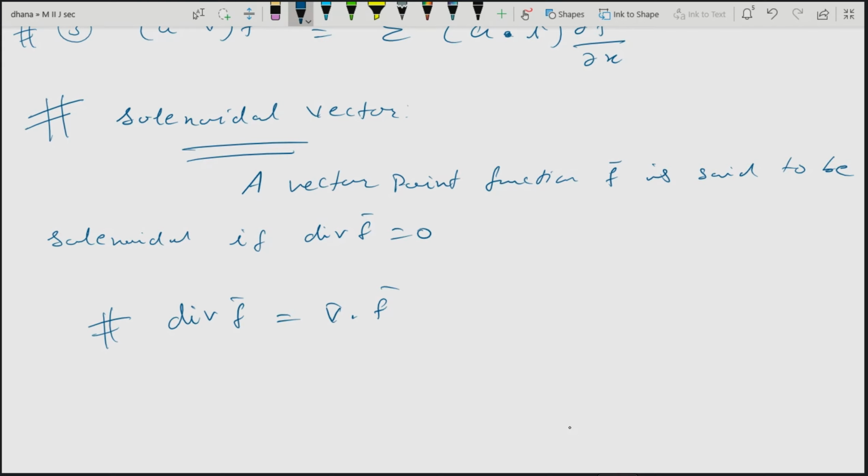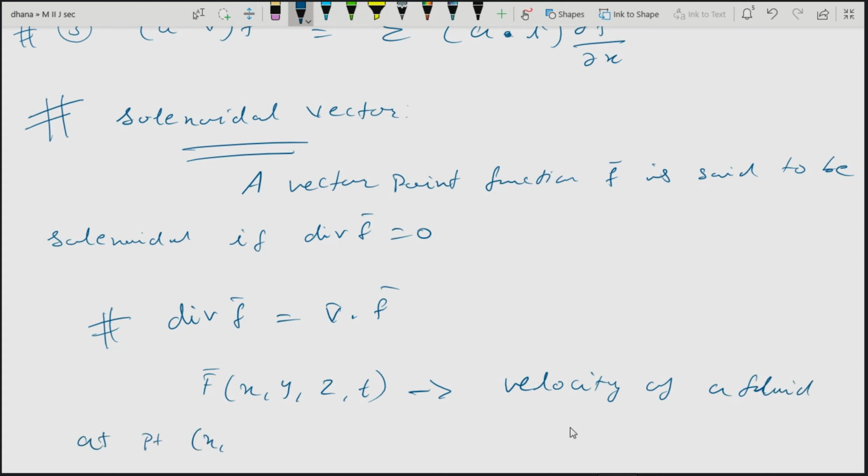Suppose you take a vector F(x, y, z, t), and suppose this is the velocity of a fluid. What does this mean? This represents the velocity of a fluid at the point x, y, z and time t. Though time has no role in computing divergence, here you have to consider it because the velocity vector depends on time.